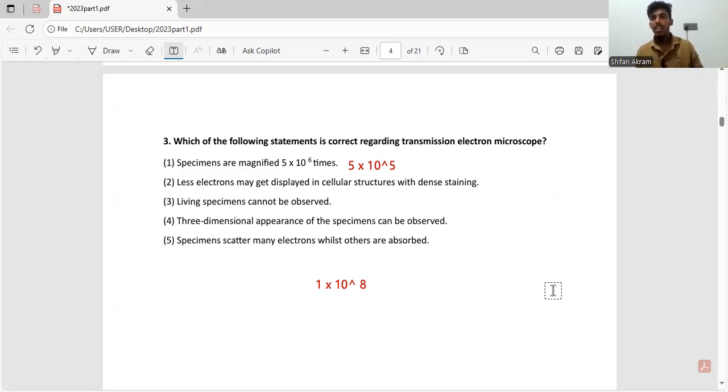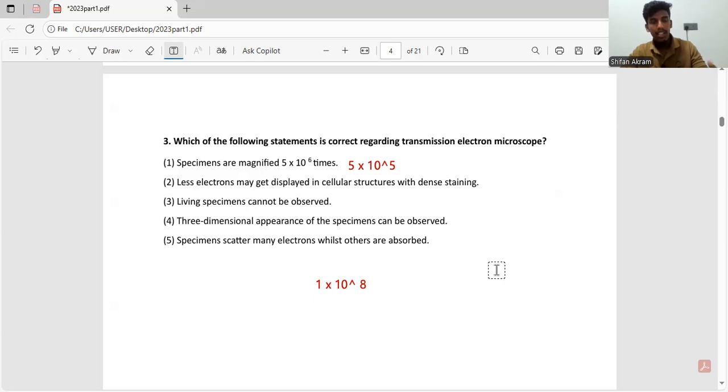But here, this statement is talking about the dark field electron microscope. In a dark field electron microscope, what really happens is, as I said, when we stain it with heavy metals, the electrons get scattered, right? The scattered electrons are used to form the image. So the scattered image has more electrons. So this statement is wrong according to dark field transmission electron microscope. I know I'm confusing you guys, but always remember, more electrons may get displayed in cellular structures with dense staining in dark field transmission electron microscope. So this statement is wrong.